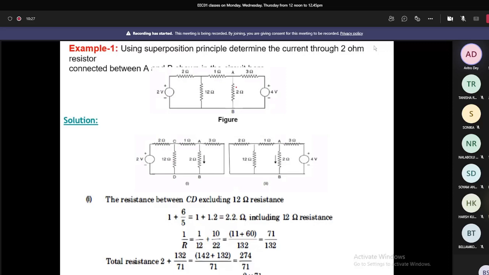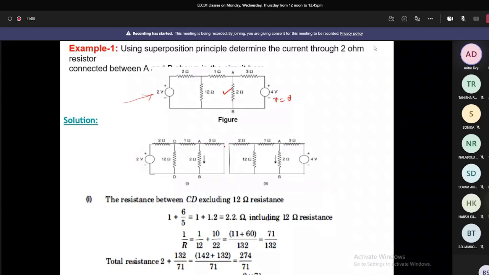So nothing is mentioned, which means it is an ideal voltage source, 2 volt, 4 volt. If it is practical, then a small r has to be mentioned. So it is not mentioned means it is 0. So we have to replace the other source by a short circuit while taking one source at a time. So for the first one, we take only the 2 volt source and we replace the 4 volt source by a short circuit like this. Right? You can see I have just shorted this. So the next task is to find out the current through this 2 ohm resistor.